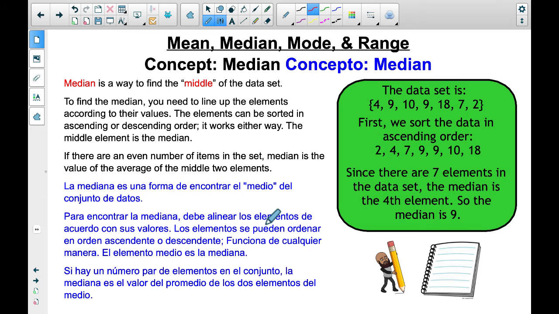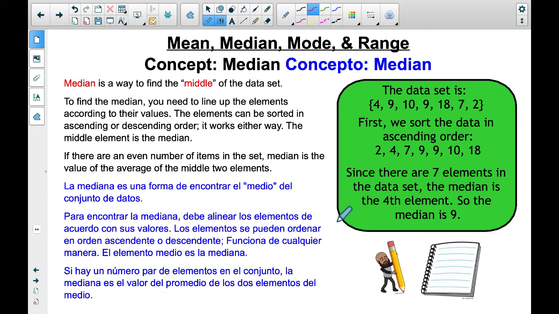Last one we're going to look at is median. Now, median's a little bit more complicated than mode and range. Median is a way to find the middle of the data set. So to find the median or the middle, you need to line up all the elements first. You need to either put them in least to greatest order or greatest to least order, ascending or descending order. Ascending means small to big, descending means like decreasing, bigger to smaller. It works either way, and you'll still be able to find the middle.